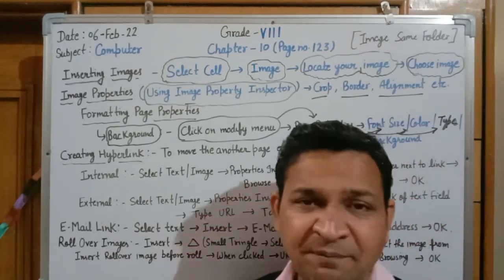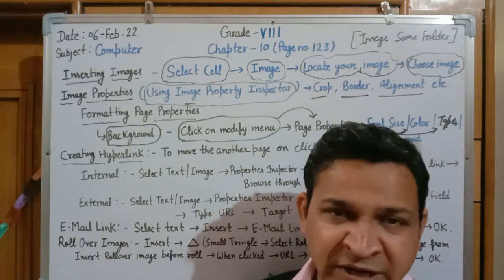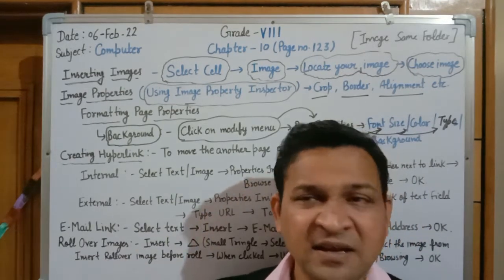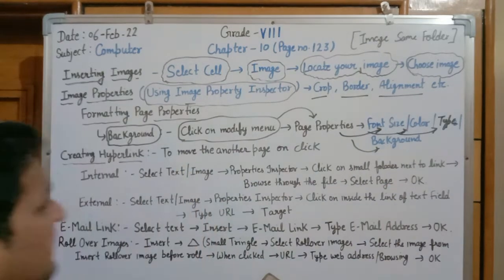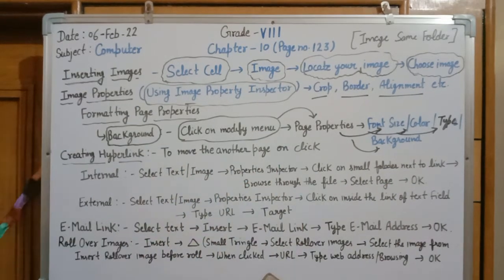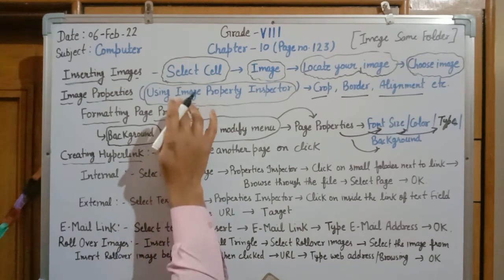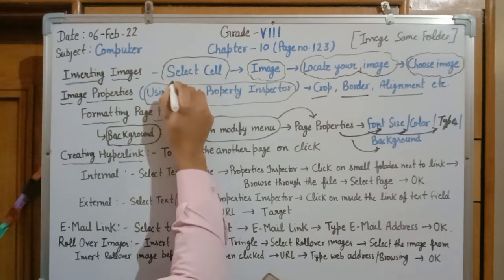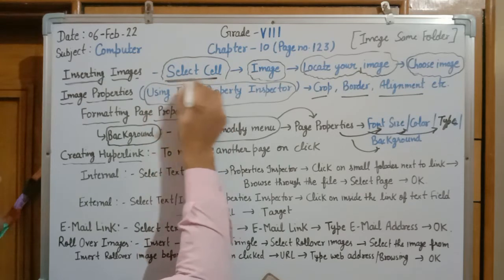When we are linking one page with another page, that is known as hyperlinking. When we click on that link, another page will open. So in short, we can say it is to move to another page on click. Suppose I want to make a link on the select cell option. Here I have made the link.